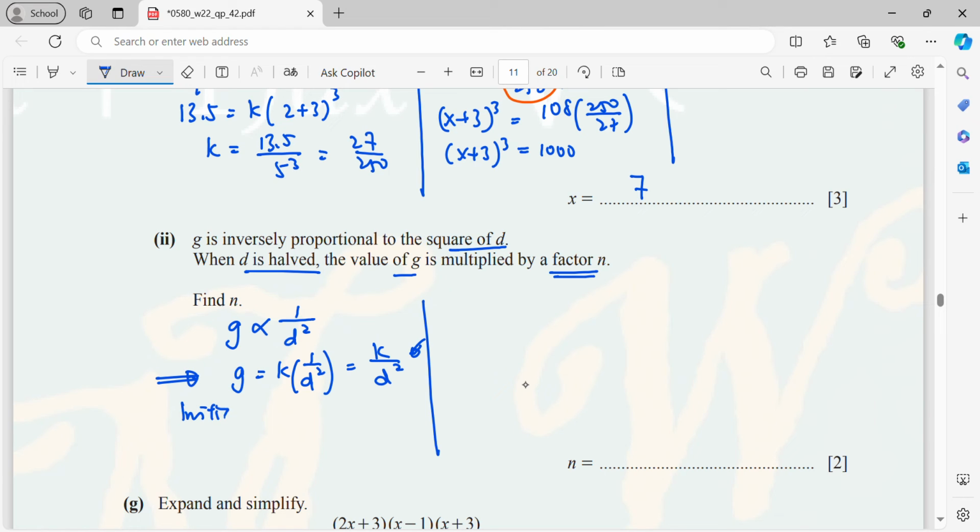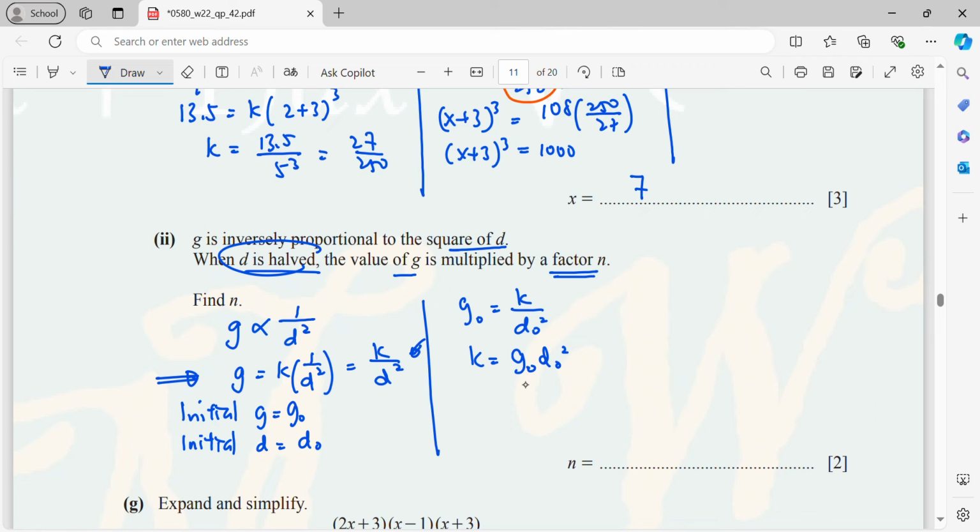Initially G equals G naught, and initially D equals D naught. Which means G naught equals K over D naught squared. That means now my K is basically G naught D naught squared. Okay, then only you refer to these two conditions.